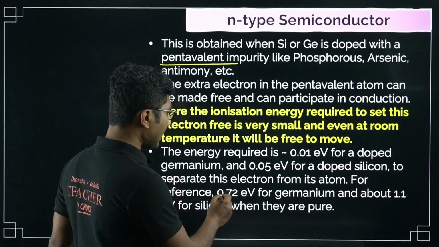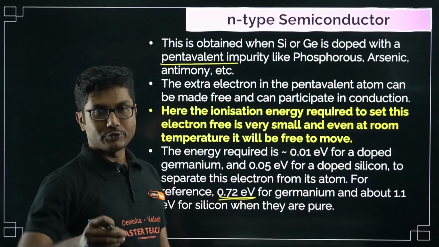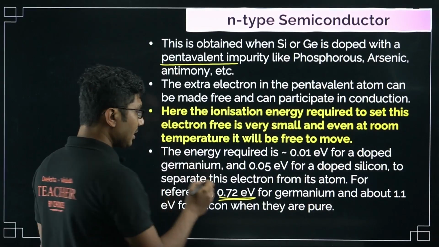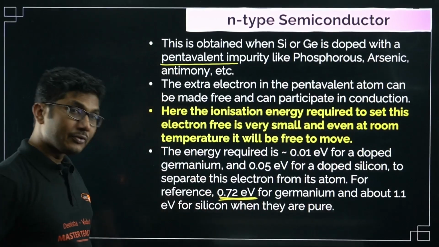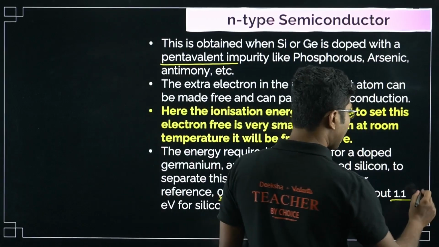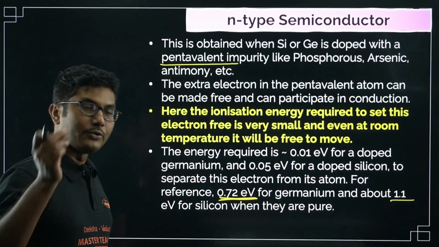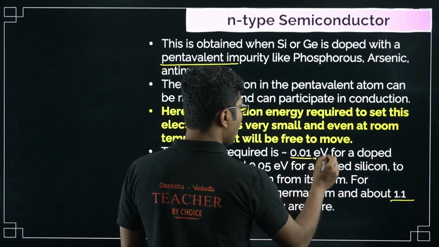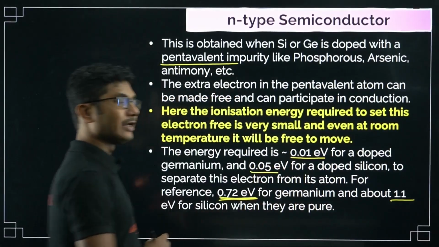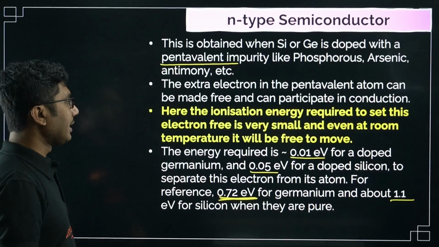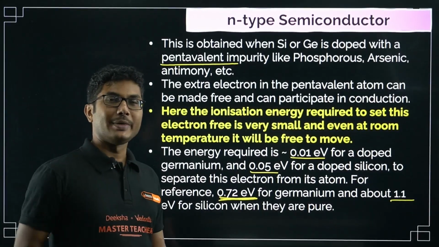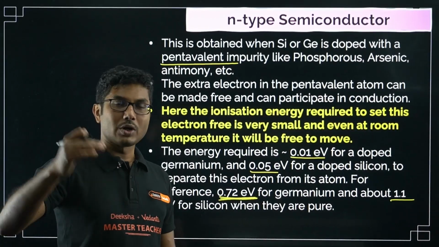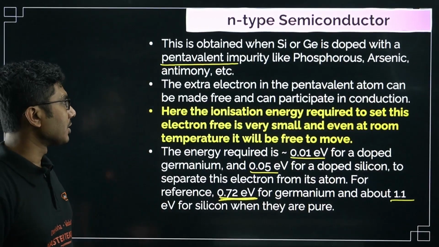So as you can see, this energy, that is, if you want to jump one electron from valence band to conduction band, for germanium you were required 0.72 electron volt, whereas for silicon you required 1.1 electron volt. But if you dope it with the pentavalent, that energy 1.1 electron volt drops to 0.01 and 0.05 electron volt, which is almost negligible, right? So what you have done, you have made it possible for the electron to jump from valence band to conduction band and participate in the conduction.